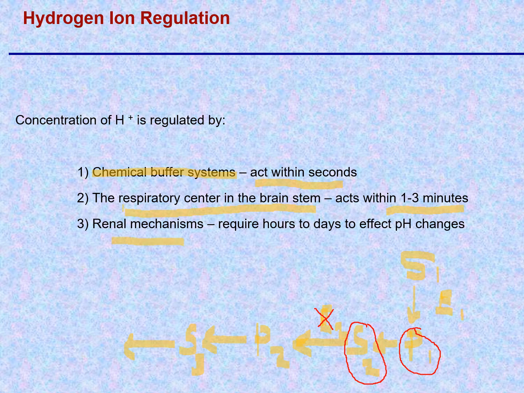So there's the chemical buffer system first, the second one is respiratory, and the third one is renal mechanisms, which require hours to days to be able to affect a pH change, but the pH change will be permanent, whereas with the respiratory system mechanism, it's only temporary.